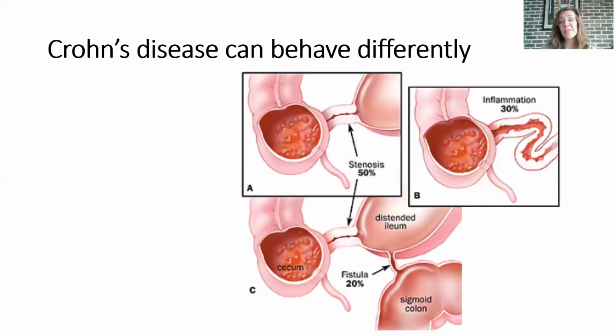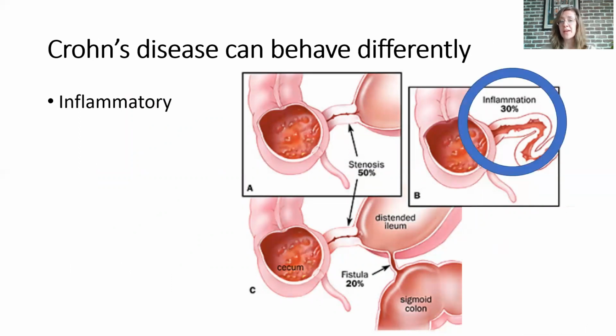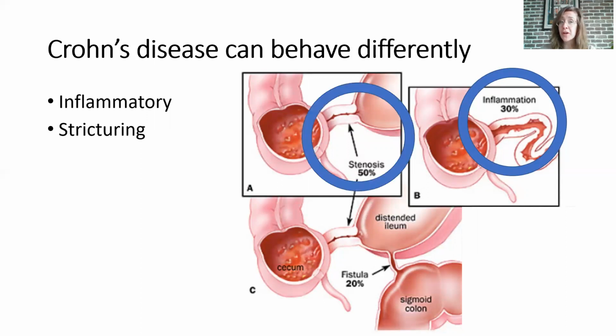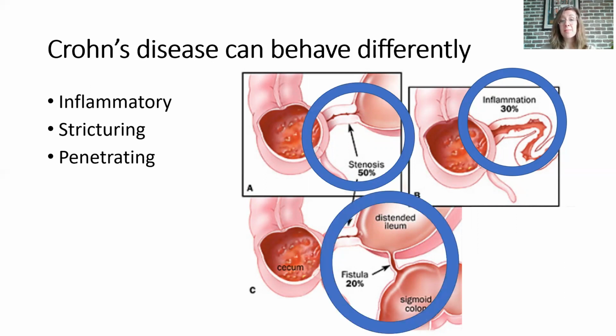Crohn's disease can also have different behaviors. So some patients with Crohn's disease have inflammatory Crohn's, where the bowel wall gets thickened and inflamed. Some have stricturing Crohn's disease, where scar tissue forms and stenotic areas develop. And some have penetrating Crohn's disease, where fistula or abnormal connections will form between two loops of bowel, or even between the bowel and other organs or parts of the body.